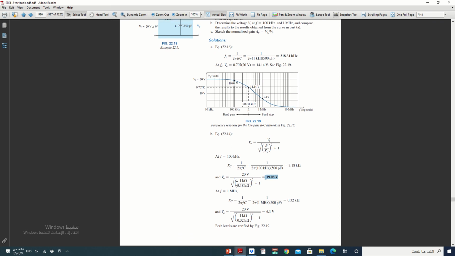What about 1 megahertz? You need to calculate XC. You will get 0.32 kilo ohm, and V out you will get 6.1 volt at 1 megahertz.